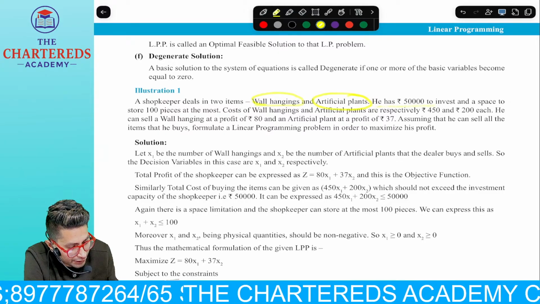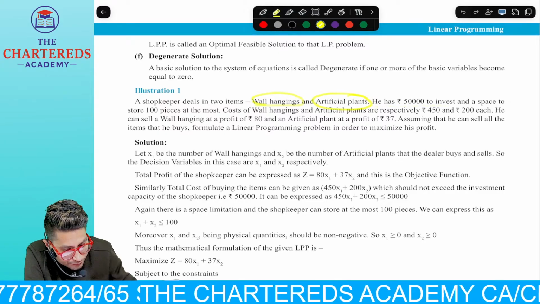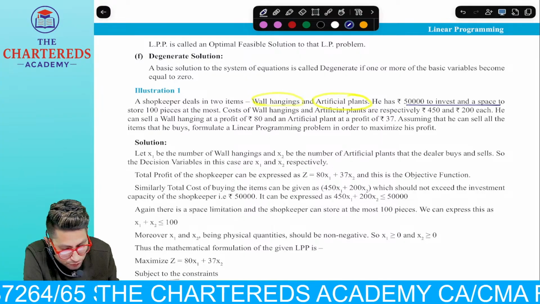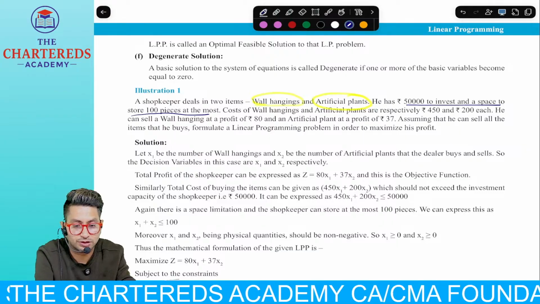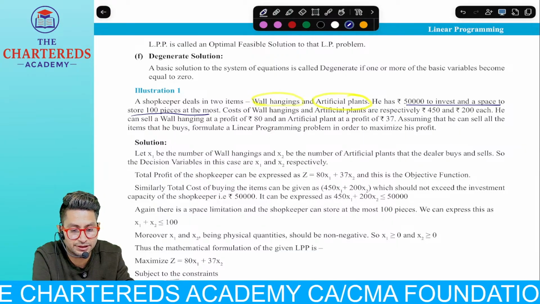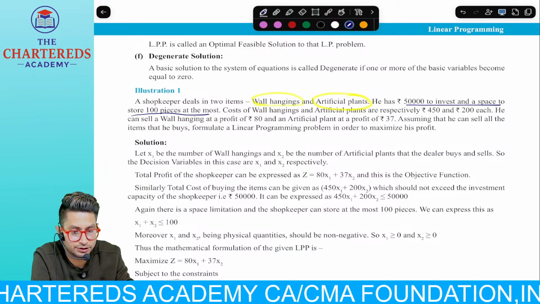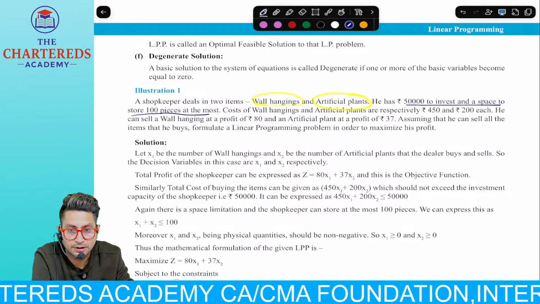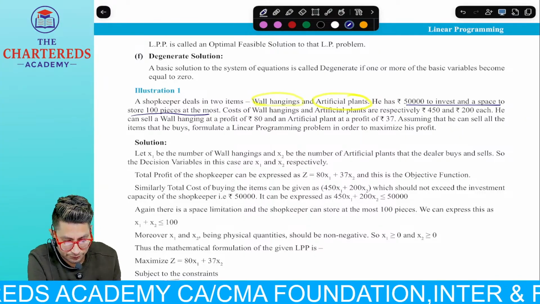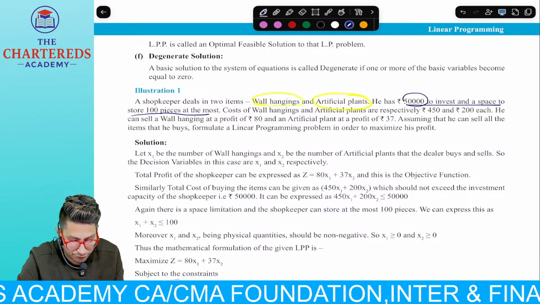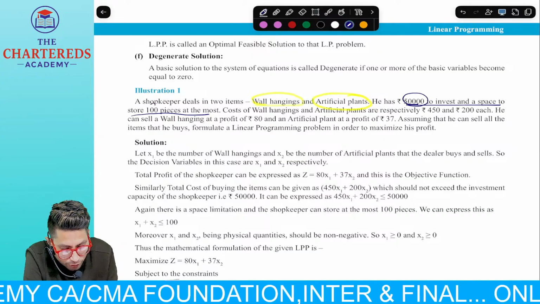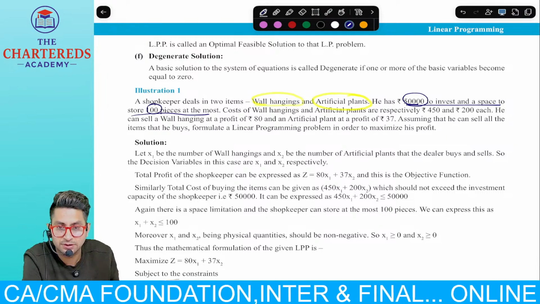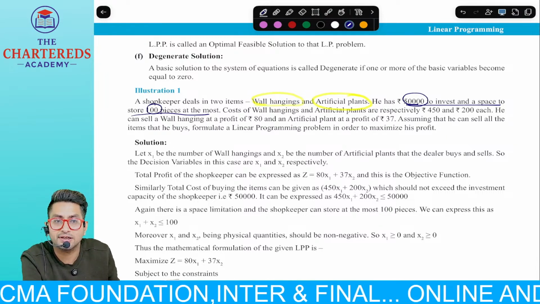He has 50,000 to invest and a space to store how many pieces at the most? 100 pieces at the most. So how many limitations are there? 2 limitations. What is limitation number 1? Investment. What is the maximum I can invest? 50,000, right? Next. And they are telling what is the maximum I can store? 100. These are constraints.